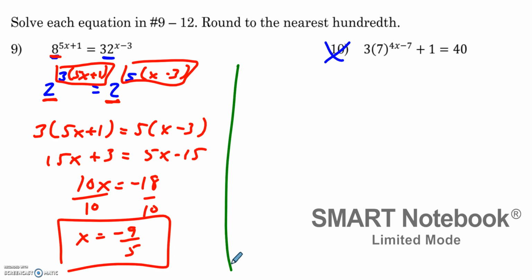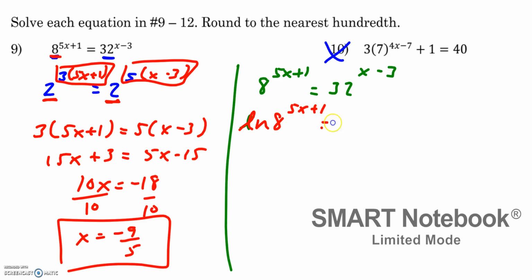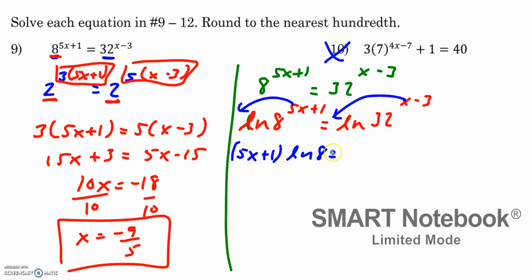Now let's say on the test you didn't see that. You didn't see that you could change the bases. You could also use logs to solve this, so I thought I'd show you that as well in this video. So 8 to the 5x plus 1 equals 32 to the x minus 3. What you could do is take the ln of both sides instead, because the inverse of an exponent is a log. So if you want to take the ln or log of both sides, you would have this. And if you have a log in the problem, you're allowed to bring the exponent down on both sides. So you'd have 5x plus 1 times ln of 8 equals x minus 3 times ln of 32.